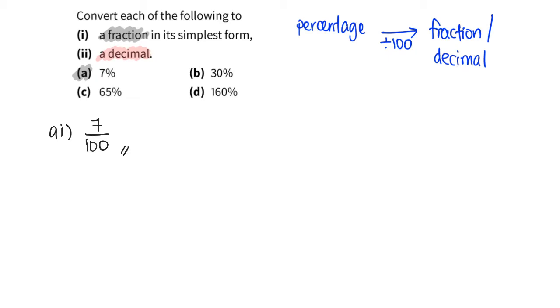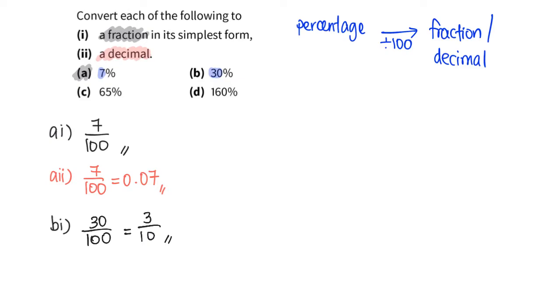And for A part 2, if I use my calculator, this will give me 0.07. Now for B part 1, 30. So to take note, we just make use of the 30. I'm going to divide by 100. This will give me 3/10. That's the fraction.